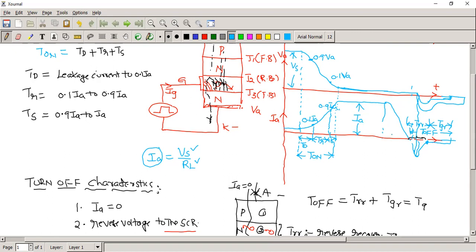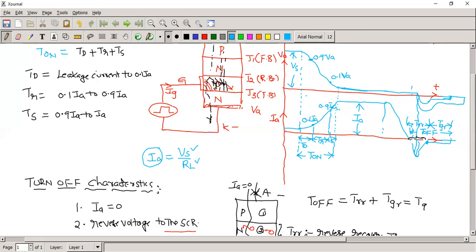This is the voltage we are applying to the SCR, if the anode circuit consists of any inductor, by means of an external circuit. Because to turn off the SCR, we have to apply the reverse voltage, not only making the anode current zero.